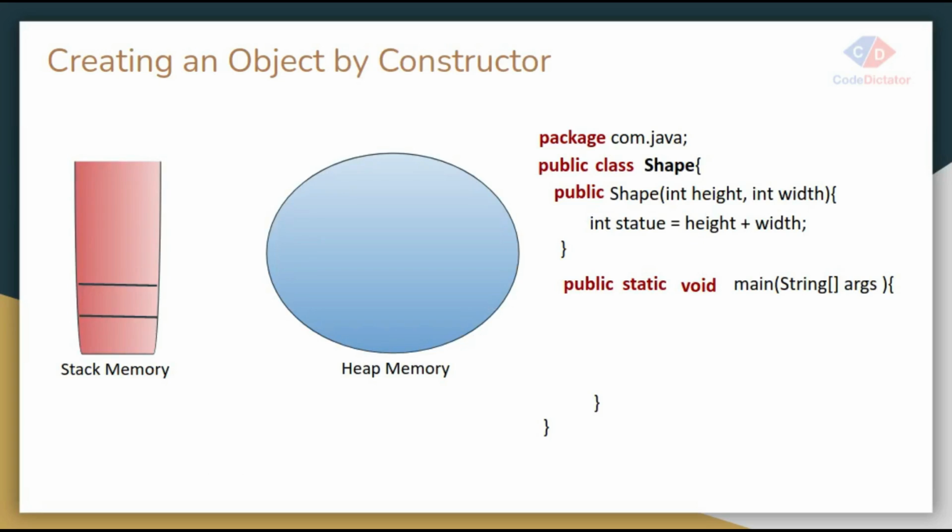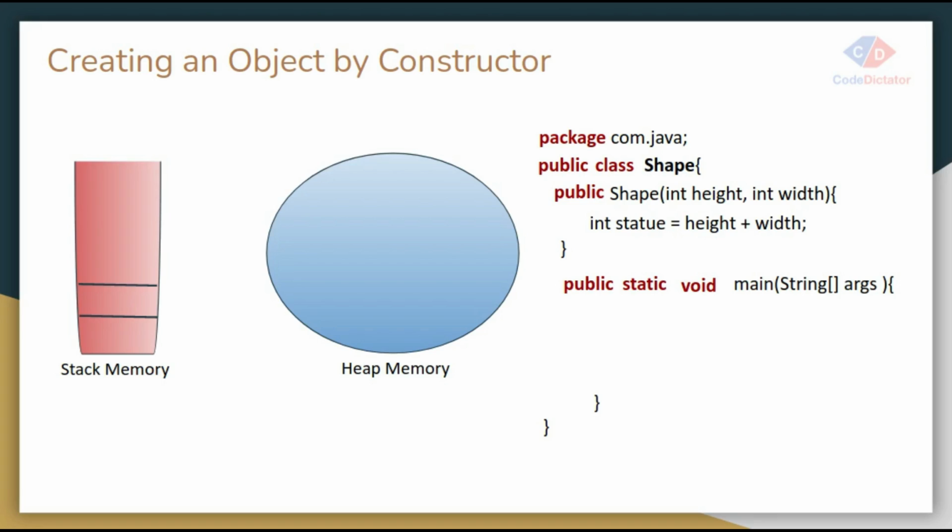So let's take an example of how it works internally. This is a small program, Shape. Shape is my class name, and it has a few properties and functions. Shape is basically a constructor, which takes 2 parameters, height and width, and we perform the summation of both and store it in another primitive variable.